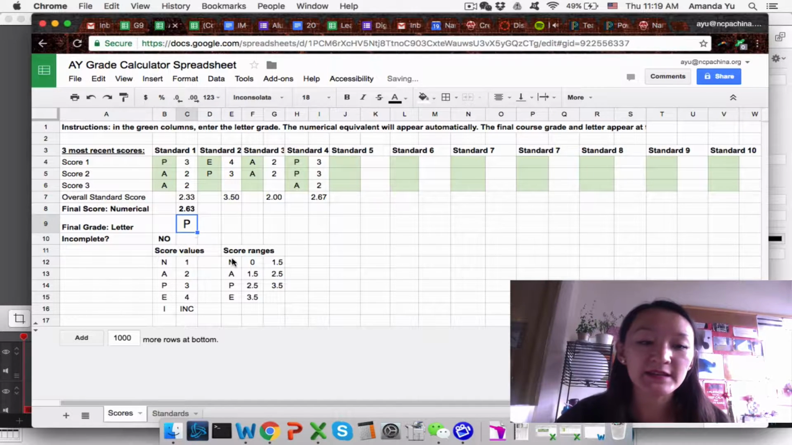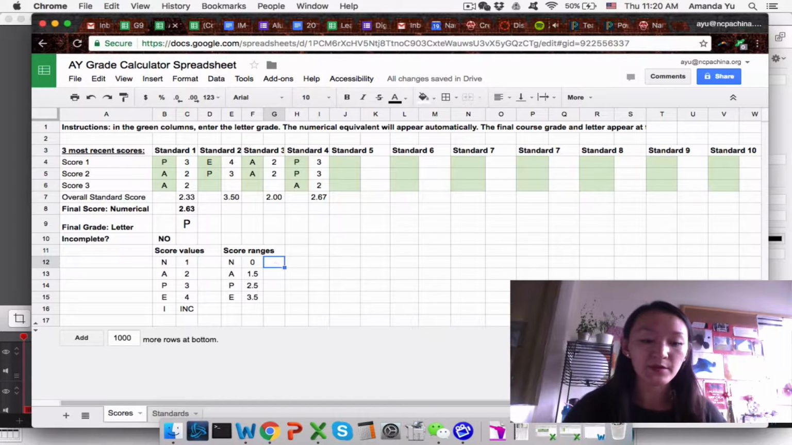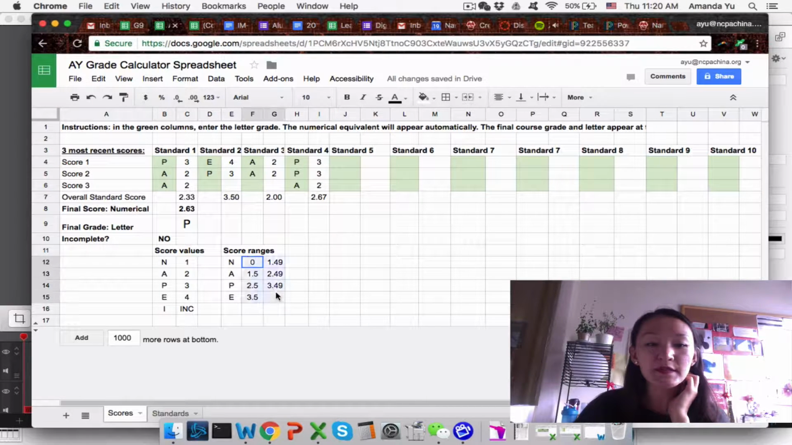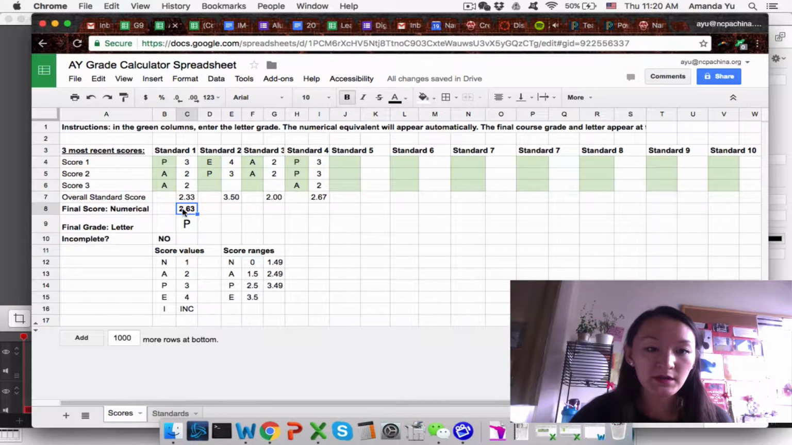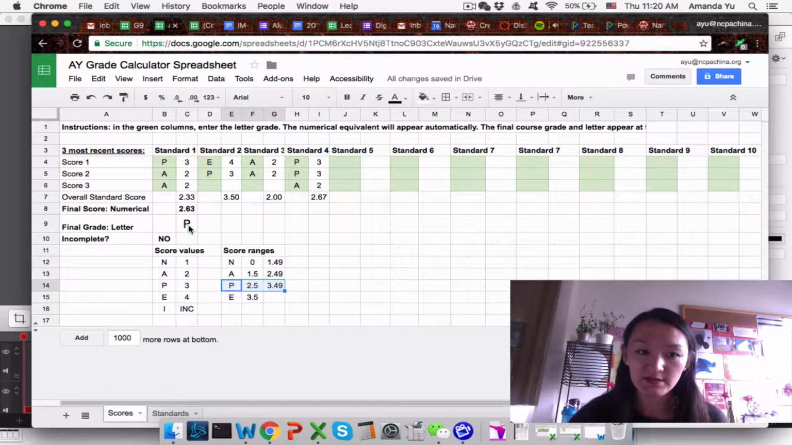So how this is calculated is by using this range. Here are the ranges. A not yet is anything between 0 and 1.49. An approaching would be anything between 1.5 and 2.49. Then similar for proficient, and exemplary is 3.5 and above. So this is the range in which this final letter grade is calculated. We'll go back to this number and we'll see 2.63 falls right in the P range. So that's why you have a proficient at the end.